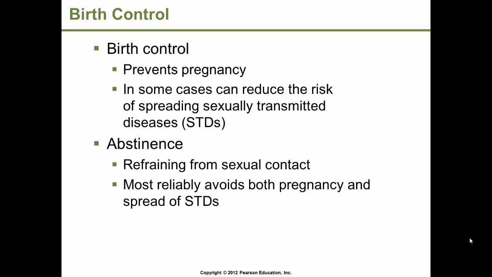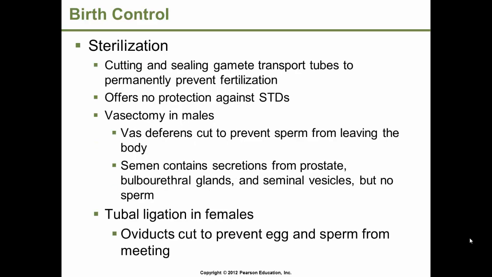Birth control, of course, prevents pregnancies, and in some cases, such as a condom, can reduce the risk of spreading sexually transmitted diseases. Birth control by abstinence is just refraining from sexual contact, and is the most reliable means of avoiding both pregnancy and spread of sexually transmitted diseases. Sterilization is a cutting and sealing of the gamete transport tubes that will permanently prevent fertilization, but it offers no protection against sexually transmitted diseases.